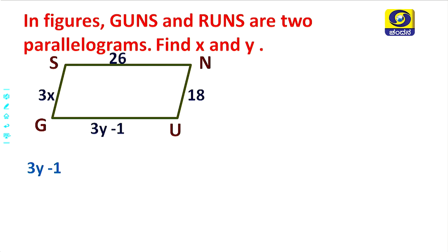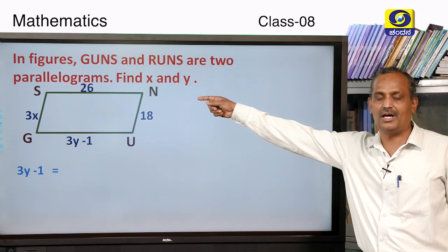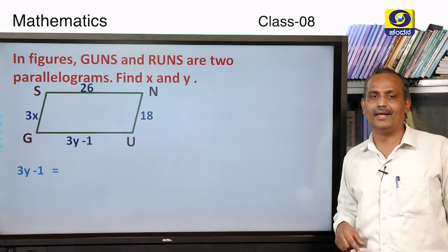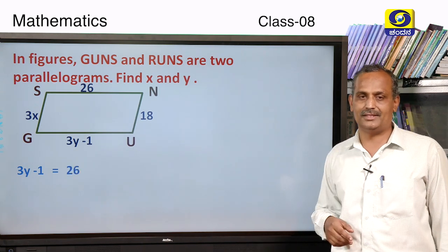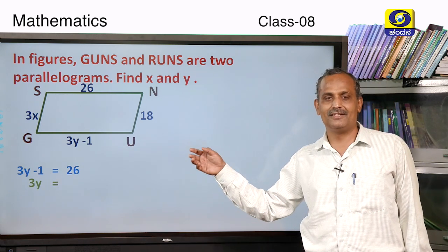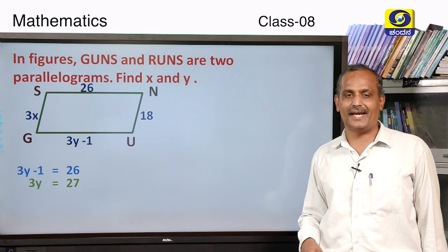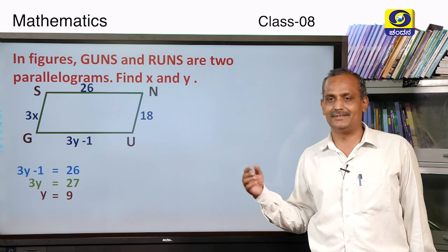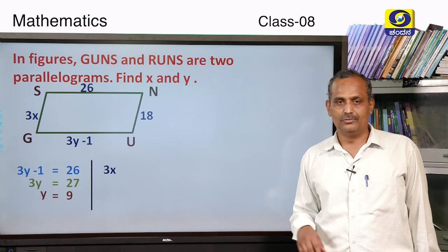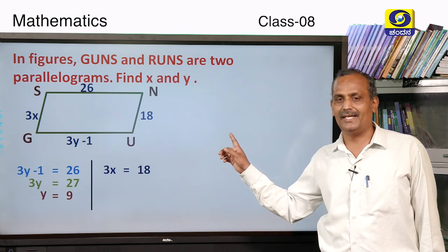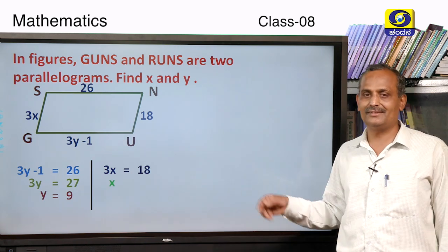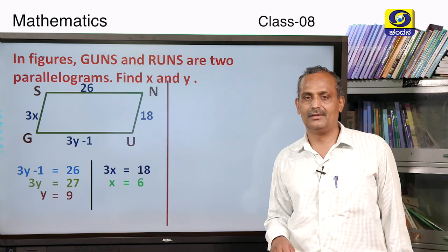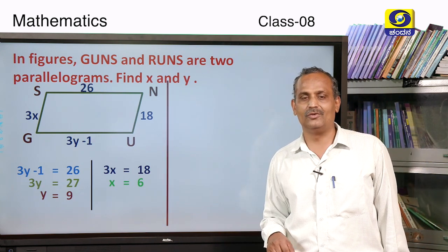So, we know that in GUNS 3y minus 1 is equal to how much? We know that opposite sides of a parallelogram are equal, opposite sides are SN and GU, they are equal. So, 3y minus 1 is 26. So, 3y is 26 minus 1, on transposing to the right side it becomes 27, y is 27 by 3, 3 9s are 27. Now, 3x is equal to 18, is it right? So, 3 1s are 3, 3 6s are 18. So, we have found x and y here.